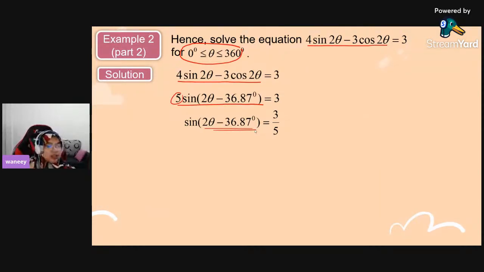Okay, so let us go one by one. So firstly, basic angle. Okay, so basic angle, I'm using alpha. So alpha is equal to 36.87. So let me check that.